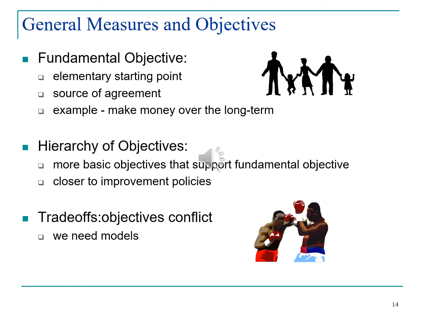Some additional information about general measures and objectives. The fundamental objective is the elementary starting point, the source of agreement. For example, make money over the long term. And then after that, we have a hierarchy of objectives, which are more basic objectives that support the fundamental objective and closer to the improvement policies. And then we finally have the trade-off, which are the objective conflicts, in which we need models to compare the different alternatives and then choose the best one.